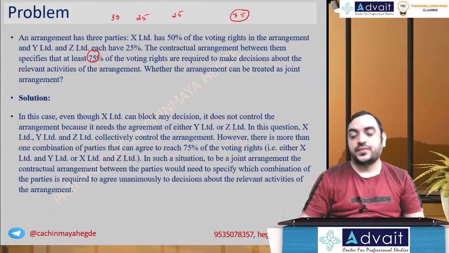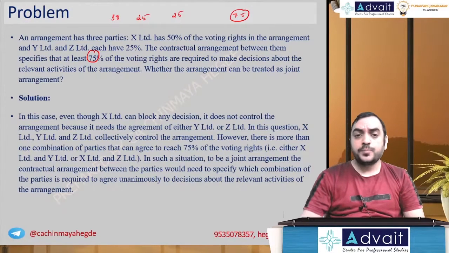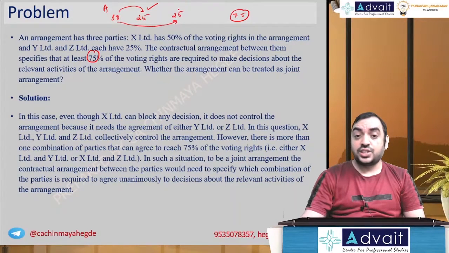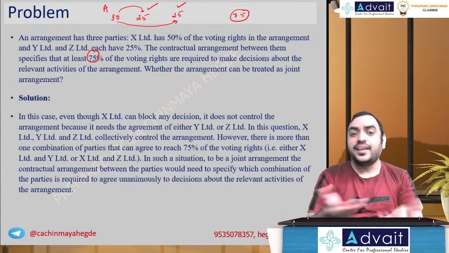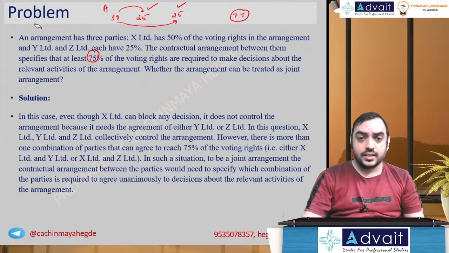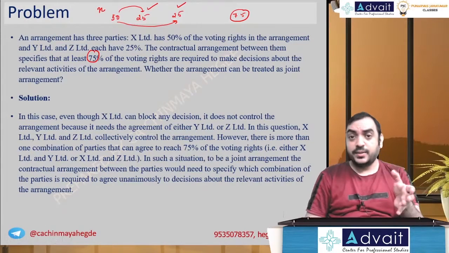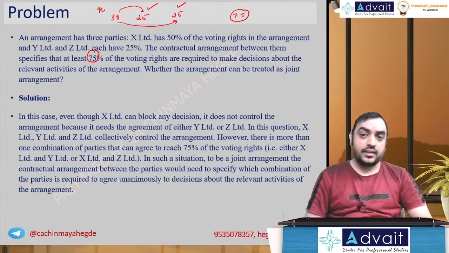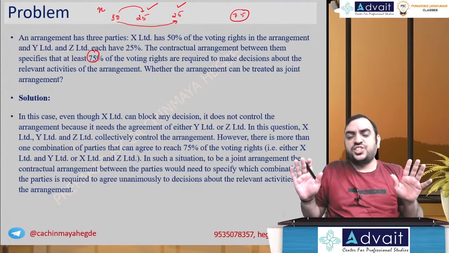At least 75%. Now, definitely an individual cannot make the decision, 75% is required. So X Limited can make the decision along with Y Limited, or X Limited along with Z Limited can make the decision. So it needs another party's support. But definitely there is no explicit joint control.